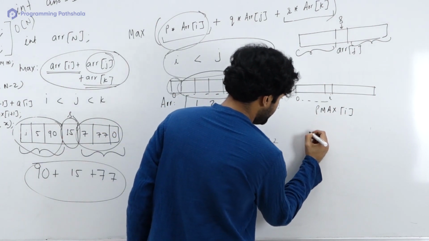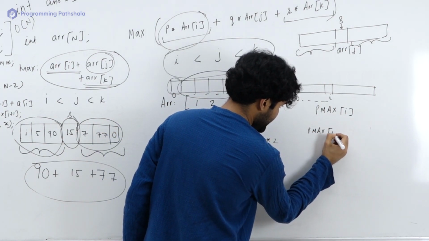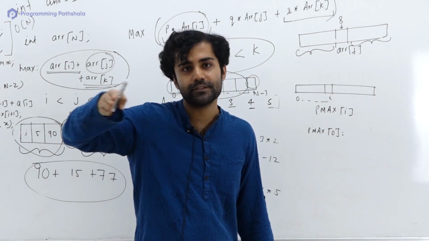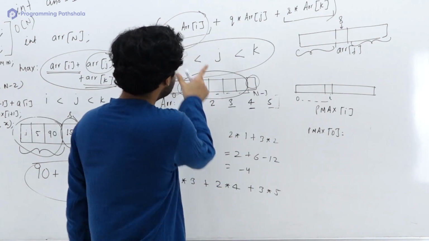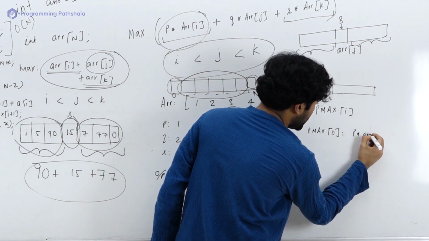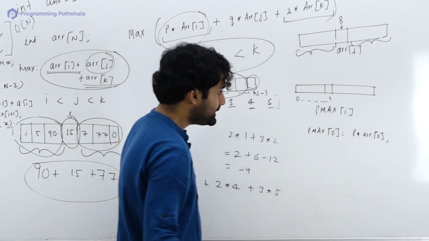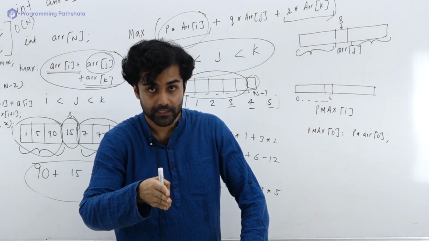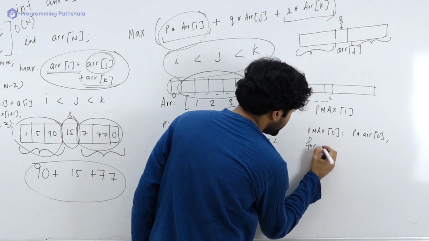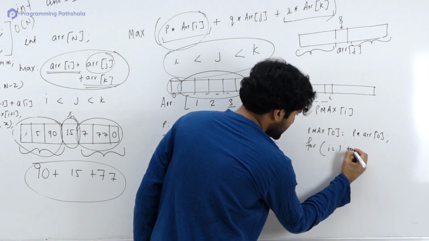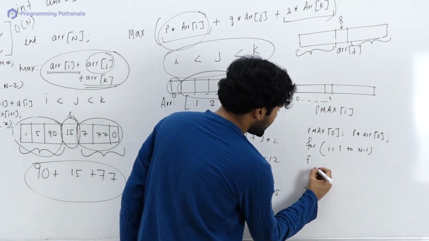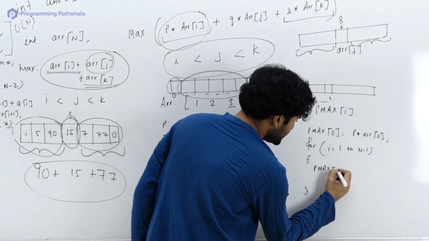So my prefix max 0, because 0 means you are considering elements from 0 to 0, there is just one element. So the maximum value of this expression, if you consider from 0 to 0, will be nothing but p multiplied by array of 0. And then you can populate prefix max ending at 1, ending at 2, ending at 3, and so on. For that you just have to run a for loop from I equals 1 to n minus 1.